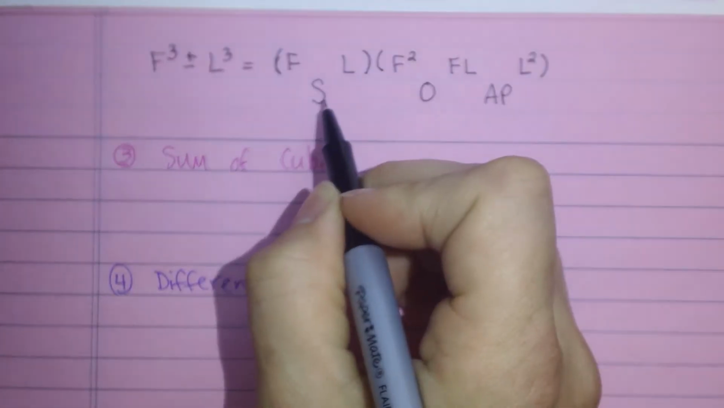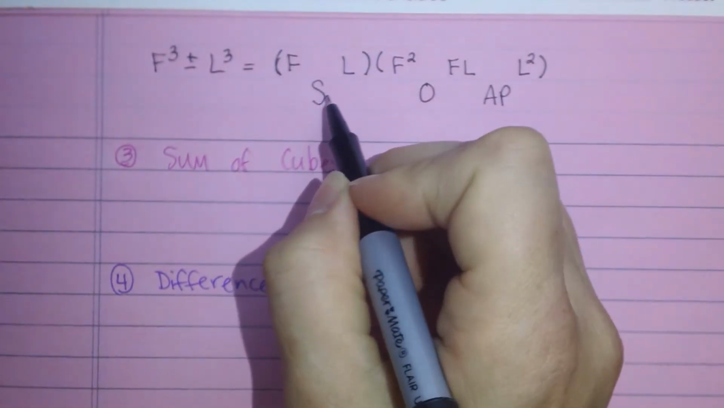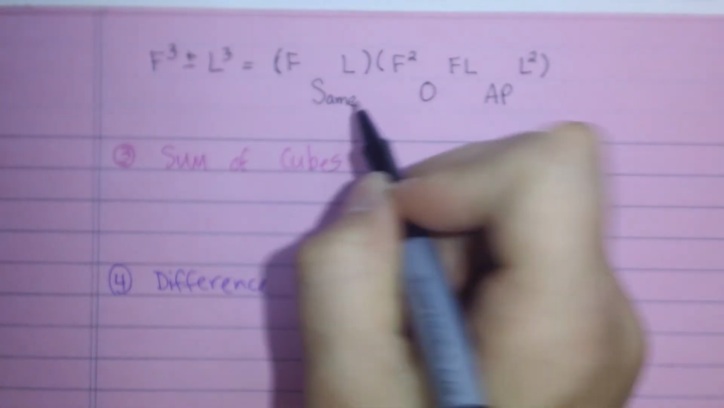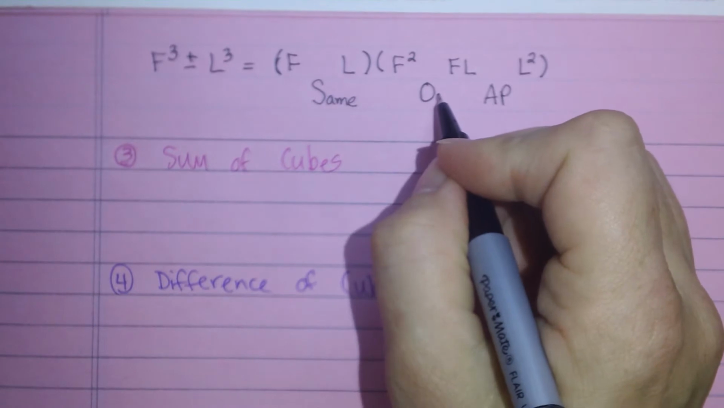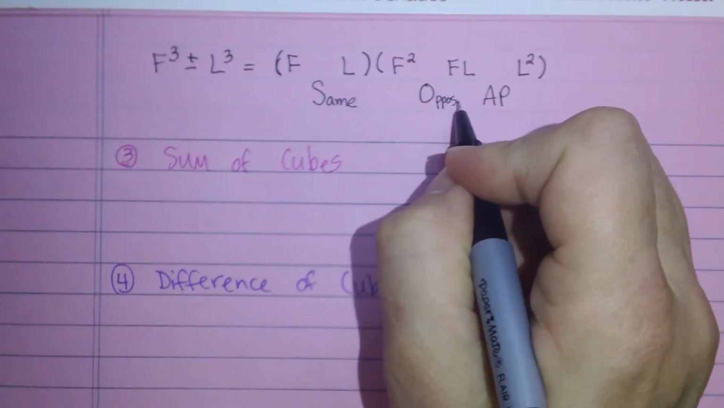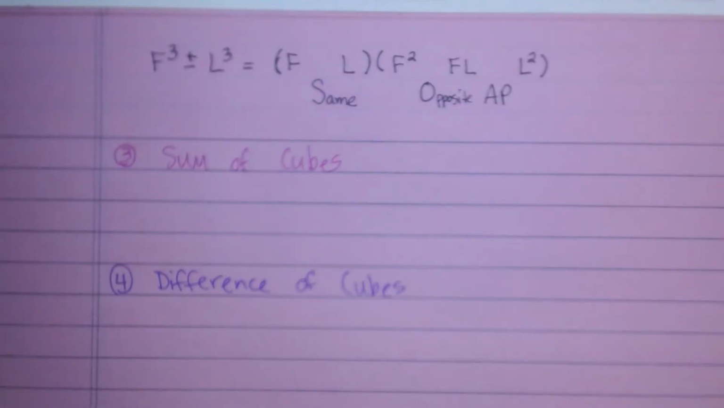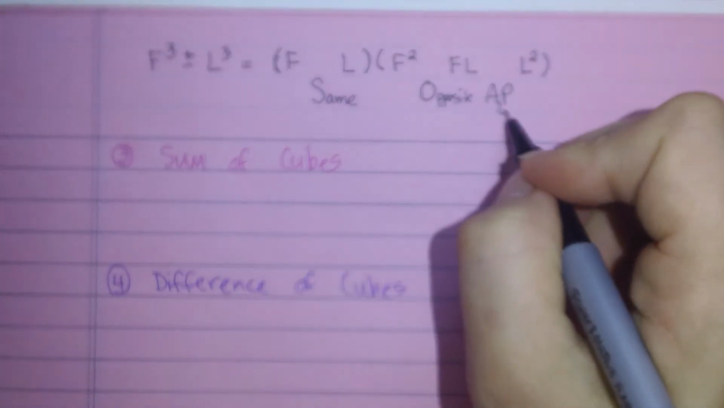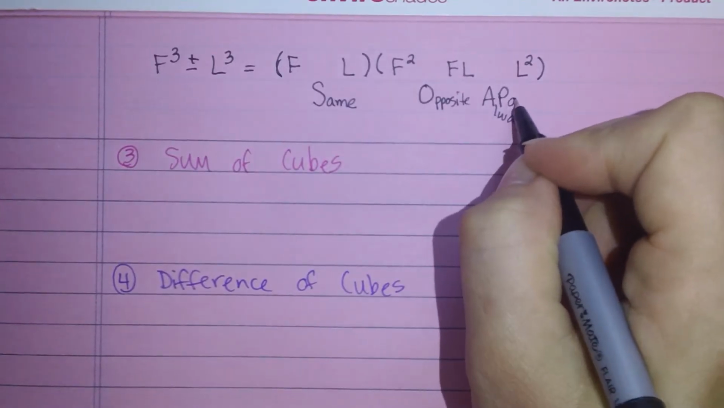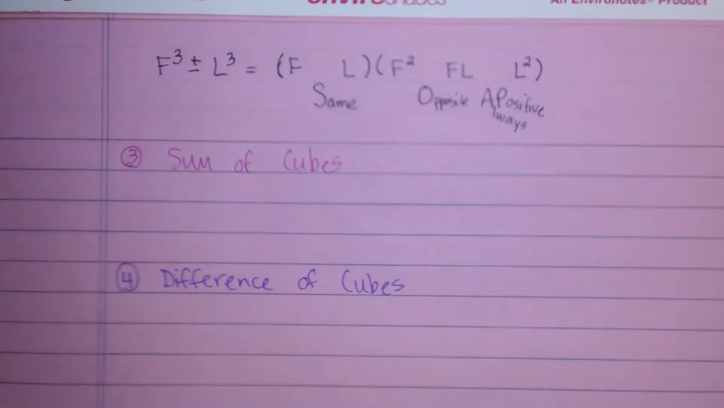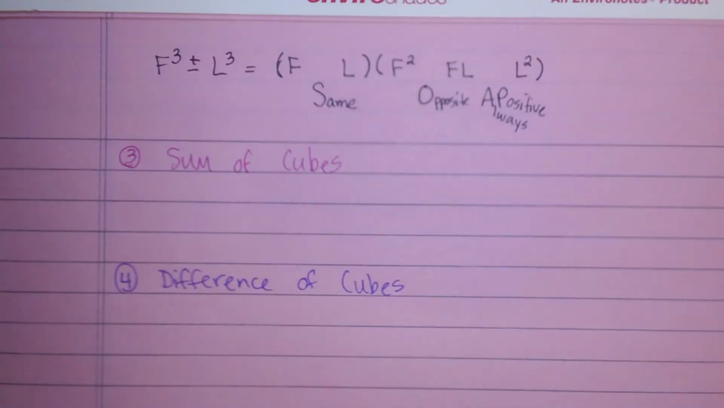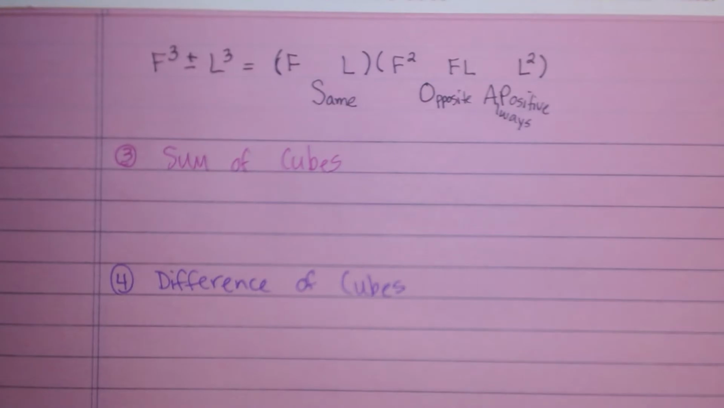S-O-A-P. So the sign that goes in your binomial will be the same as the problem. The sign that goes in this first space for your trinomial will be the opposite sign of the problem. And the last sign will be always positive. So we have that same pattern that's going to repeat, and then we're going to fill in our gaps with SOAP.